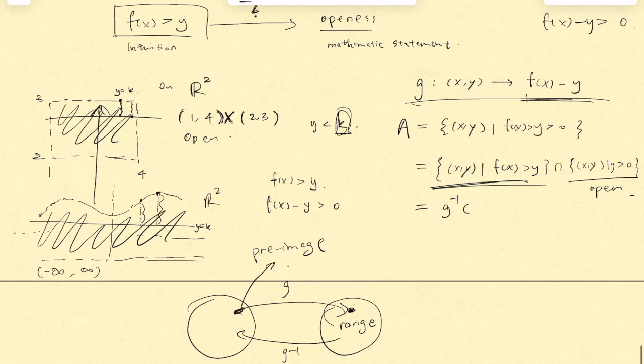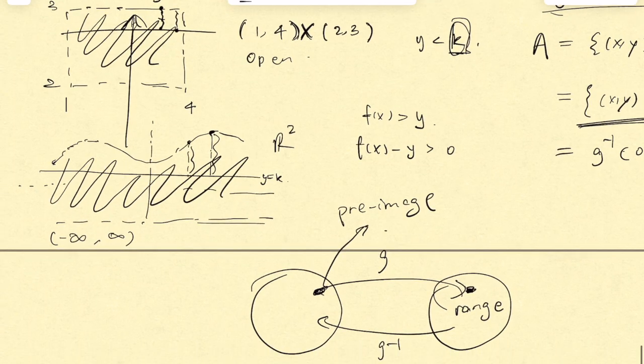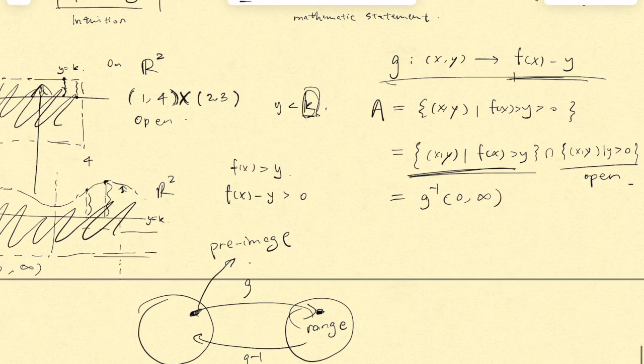And the range of g is from 0 to positive infinity, because for all the points that are below the line y equals f(x), it can approach 0 as close as it wants. It can also be as far down as you want it to be. So obviously the range here is from 0 to positive infinity.